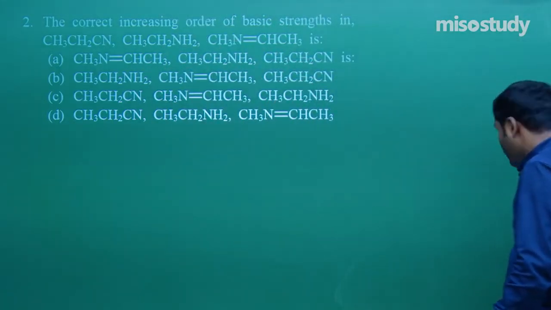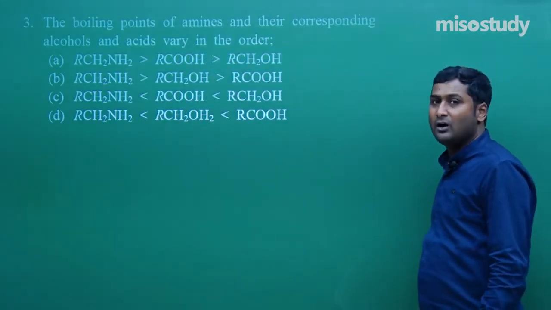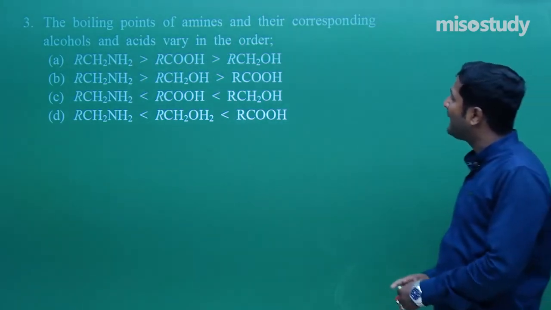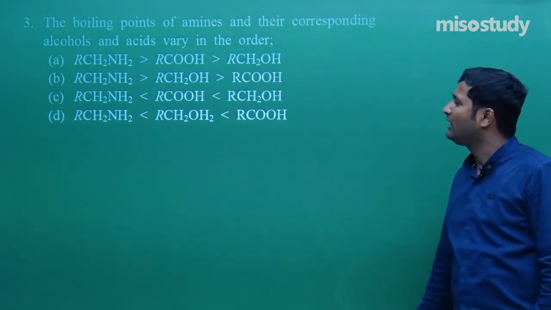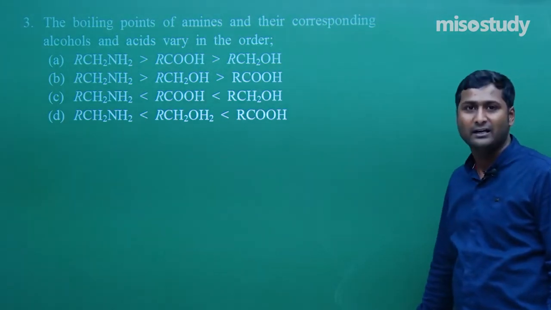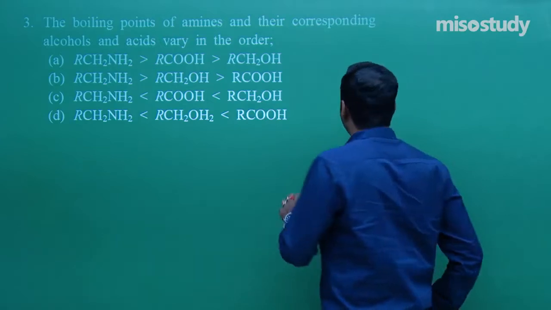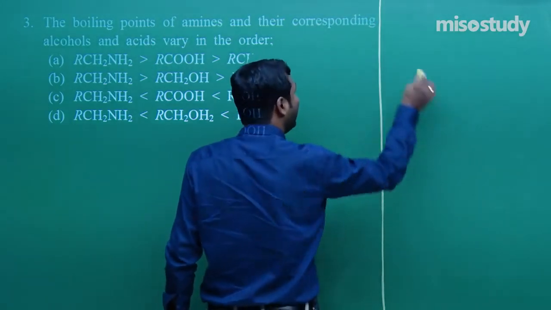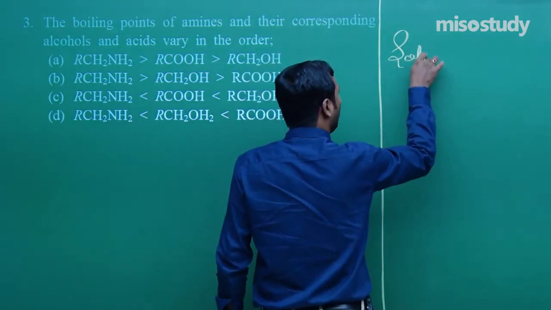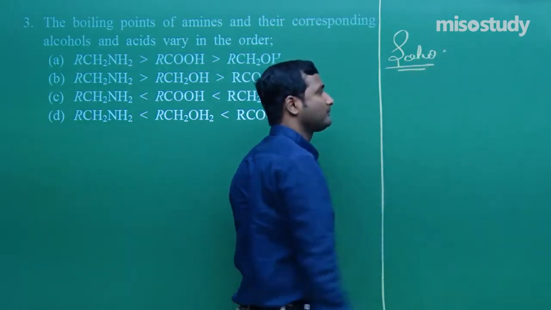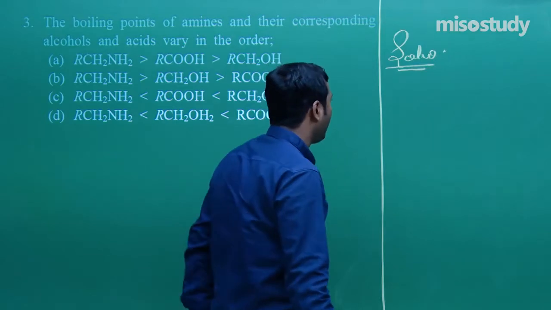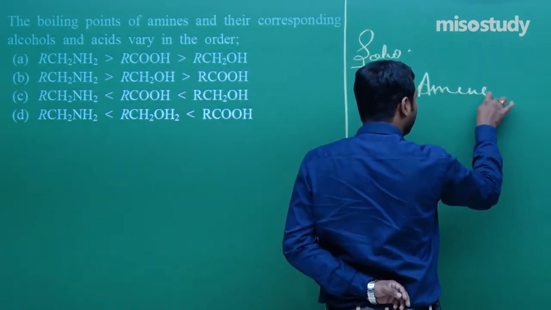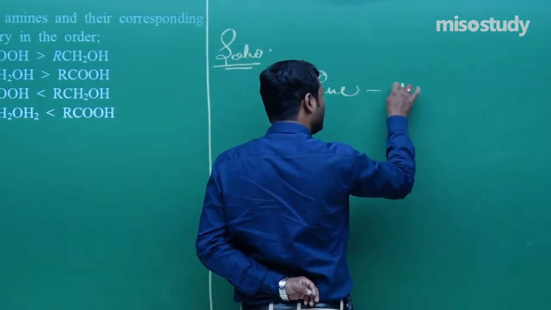Now let's move to the next question. This is question number 3. The boiling points of amines and their corresponding alcohol and acid may vary in the order. As we know, the higher the ease of formation of hydrogen bonding, the higher is the boiling point. Clear? If I talk about amines, they contain the NH2 group.